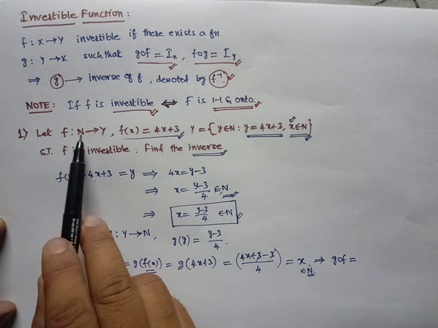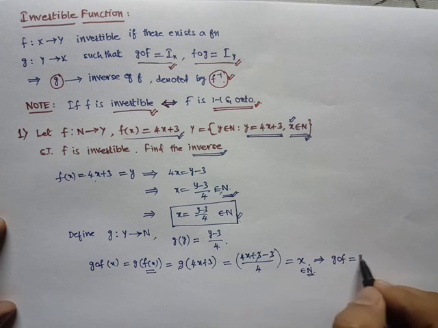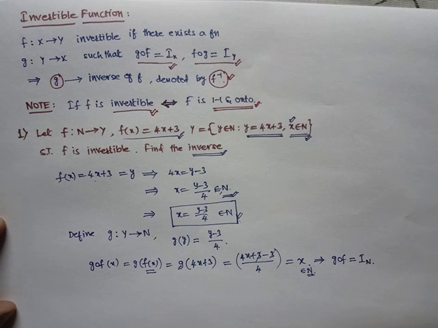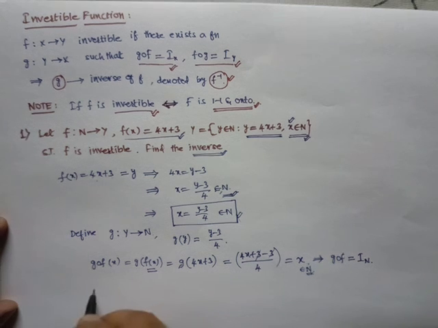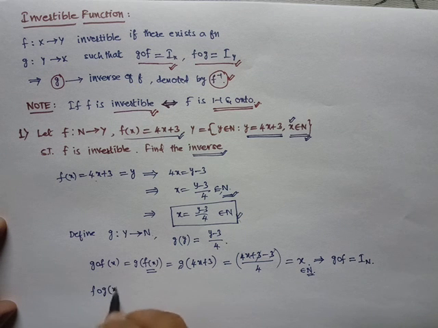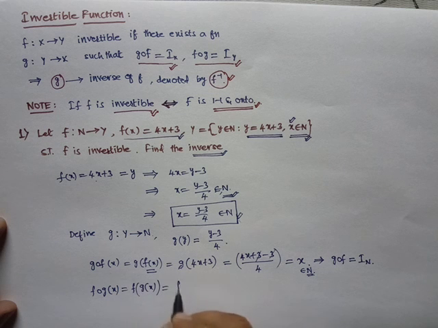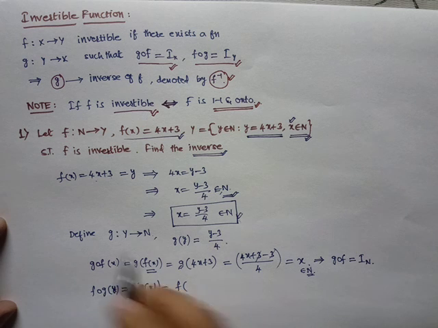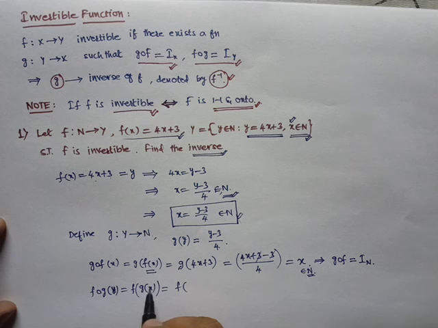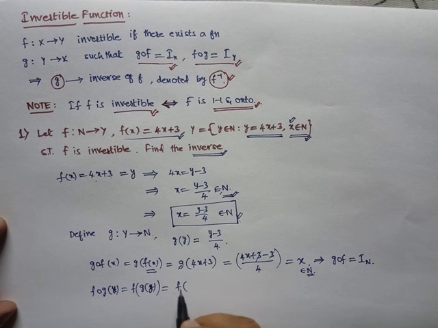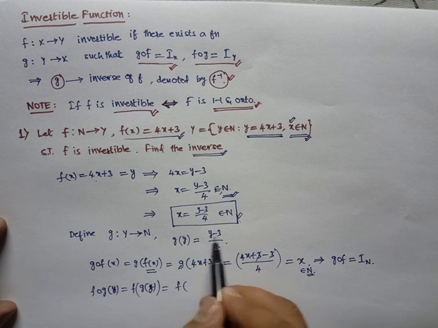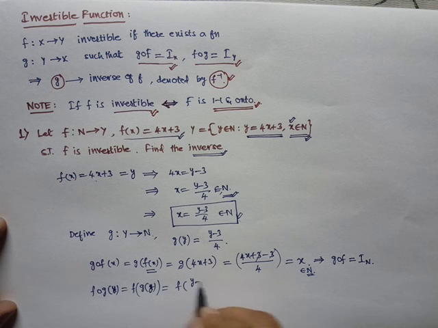Meaning it is coming from the first set, then you make it as n here. And in the same way, F circle G of X is equal to F of G of X. So you make it as y here, because y is the function, and consider it as G of y. Then G of y is given as y minus 3 by 4.